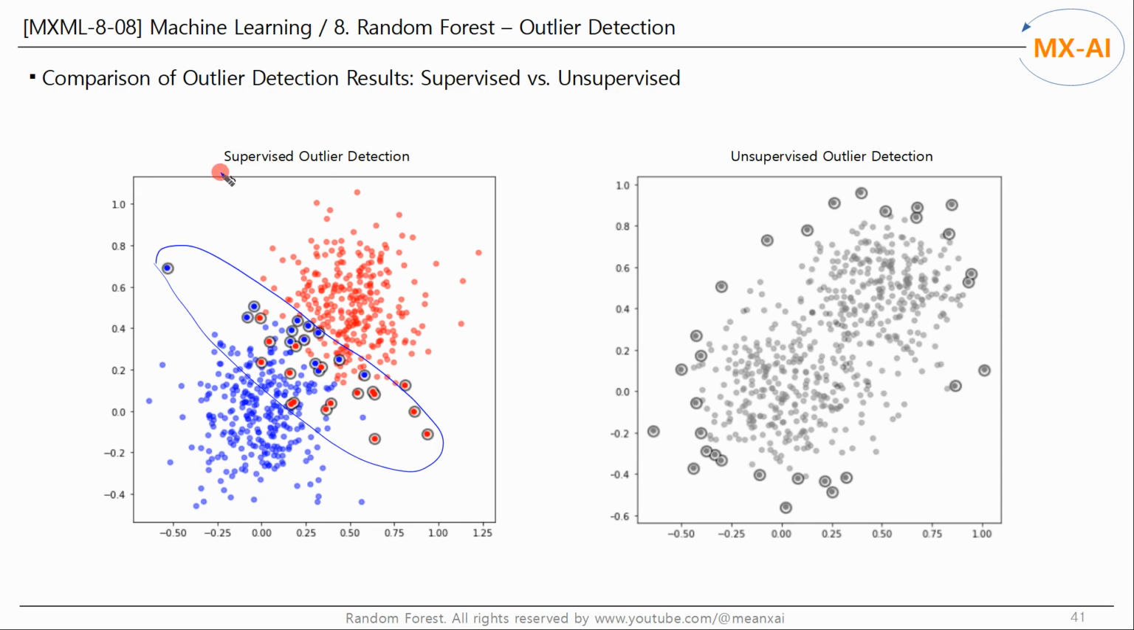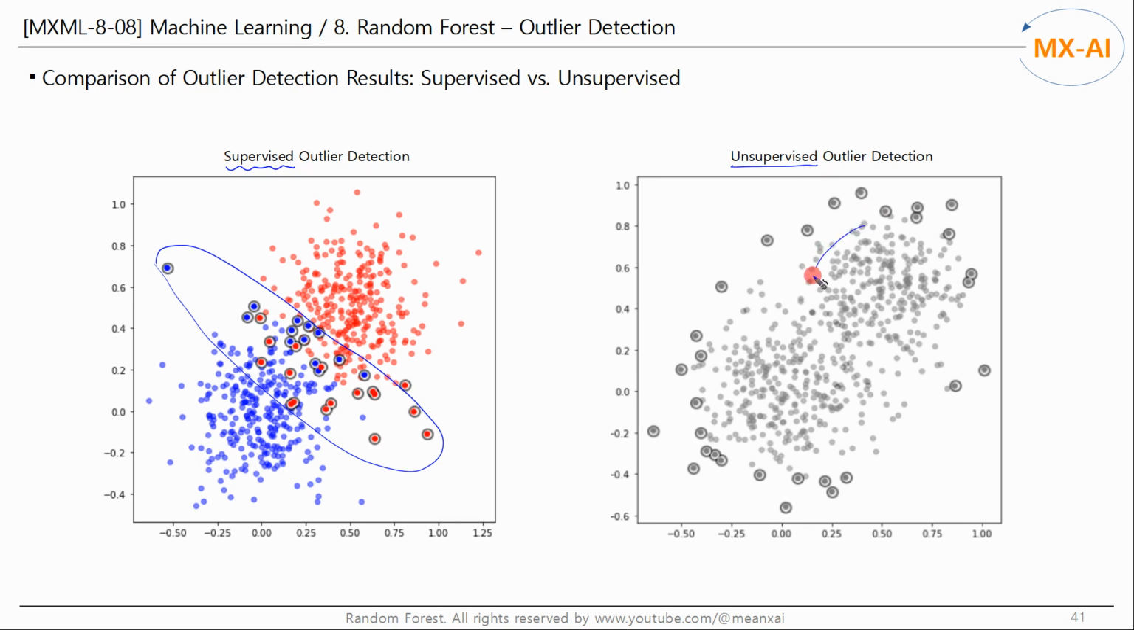The key reason is that random forest outlier detection is based on supervised learning, where target labels are used to identify outliers, whereas unsupervised learning does not use target labels. Let's compare this with an unsupervised approach. Unsupervised outlier detection algorithms simply look for samples that are far away from the overall data distribution.